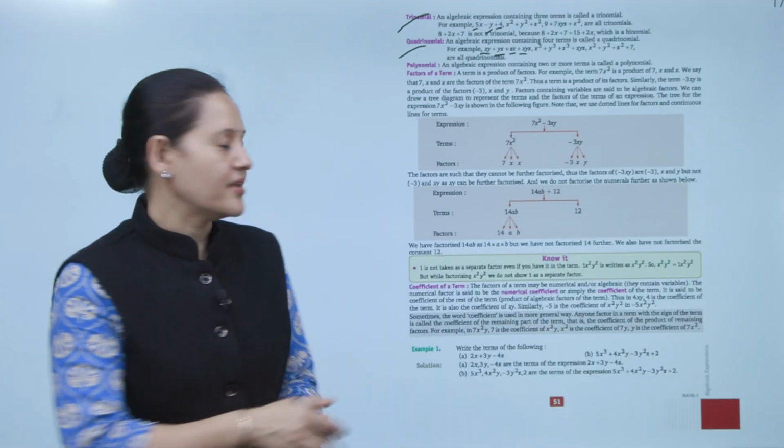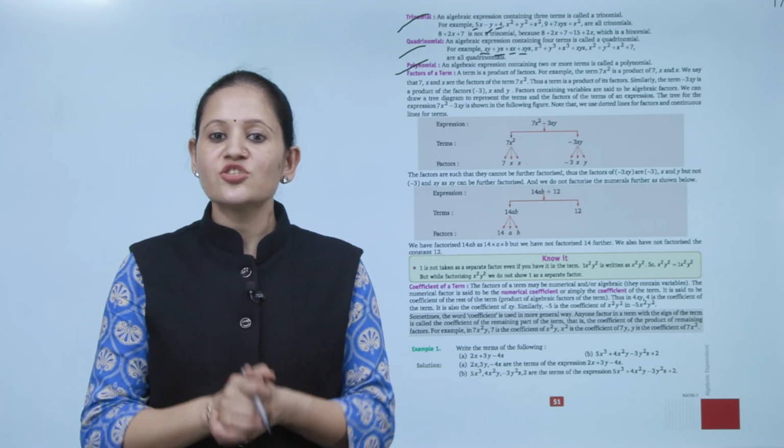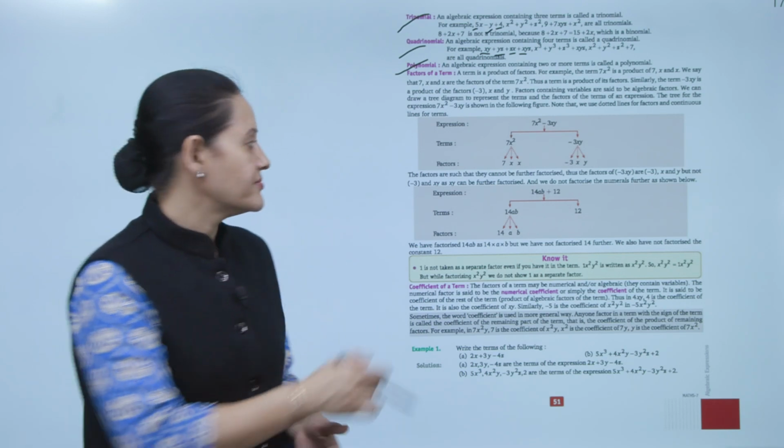Next is polynomial. An algebraic expression containing 2 or more terms is called a polynomial. Next is factors of a term.